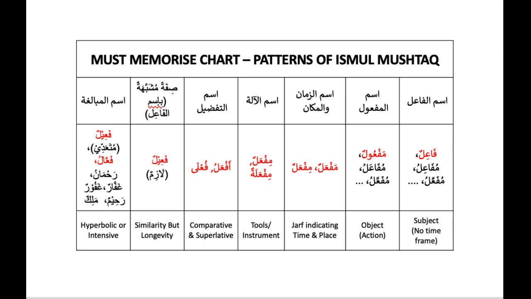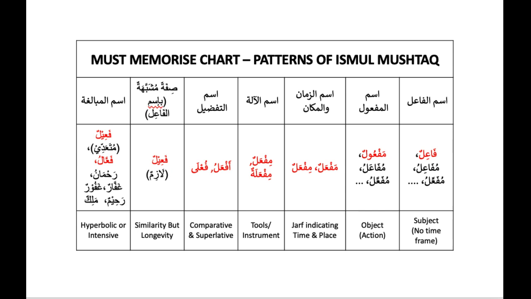At this stage, we shall focus on the derived noun or ismul mushtaq, which is derived from form 1. Although derived nouns from form 2 and others will have different patterns. So ismul fa'il, the pattern is fa'ilun. It is the subject and there is no time frame or any specific information. Just standard fa'ilun. Ismul maf'ul, example is maf'ulun. It means the object on which the action has been done.